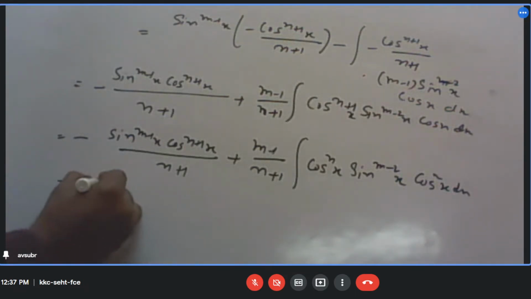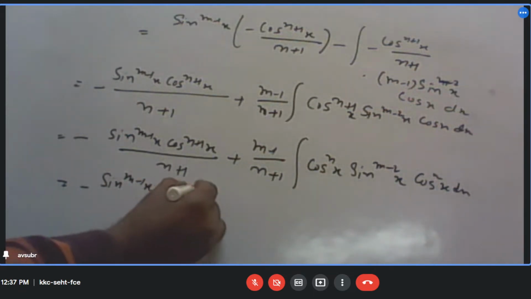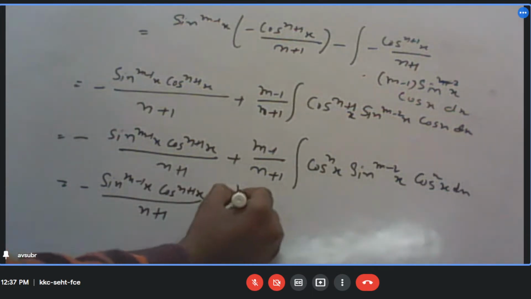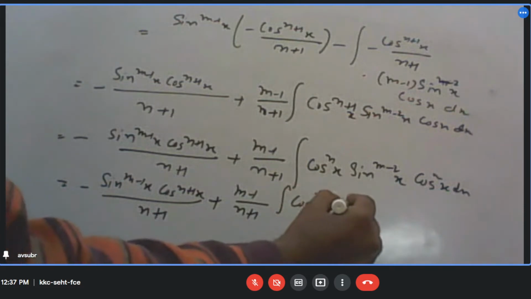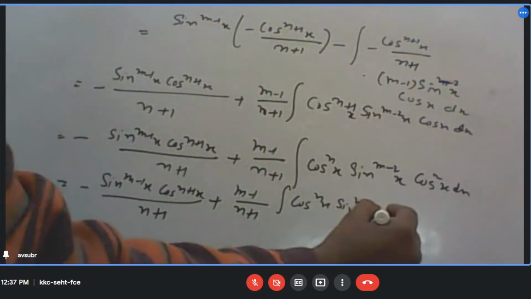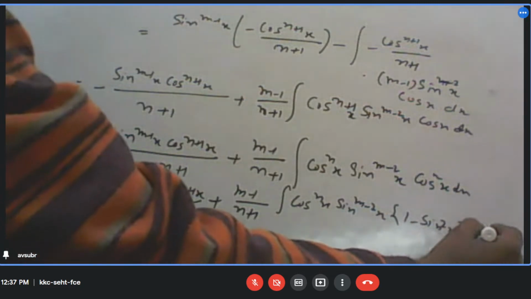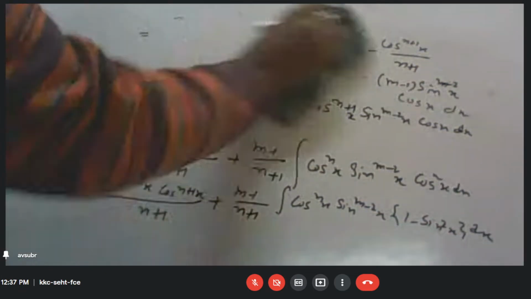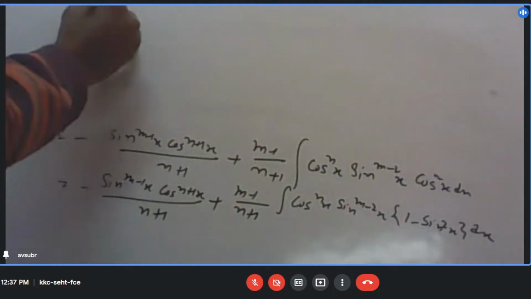So minus sine to the power m minus 1 x cos to the power n plus 1 x by n plus 1, plus m minus 1 by n plus 1 cos to the power n x sine to the power m minus 2 x, and this can be written as 1 minus sine square x dx. Can I write? Yes, sir. All right, so we can write down like this. Okay, so let us solve it further.